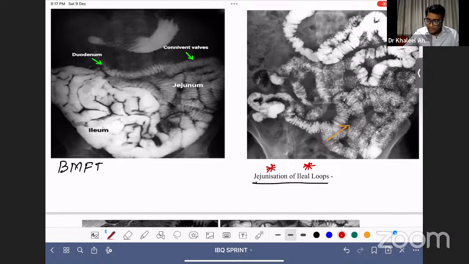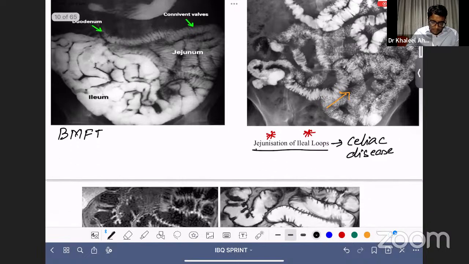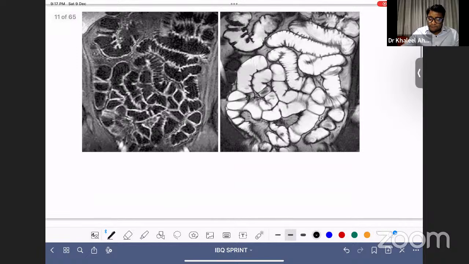Waiting for your answers. This is a condition that occurs in patients with celiac disease. Do remember this, okay? Celiac disease, you will have jejunization of ileal loops. Normally, jejunum is feathery, ileum is featureless. But if you see jejunization of ileal loops, this is suggestive of the malabsorption syndrome, celiac disease. Okay, celiac disease. Now, let's come to the next one.